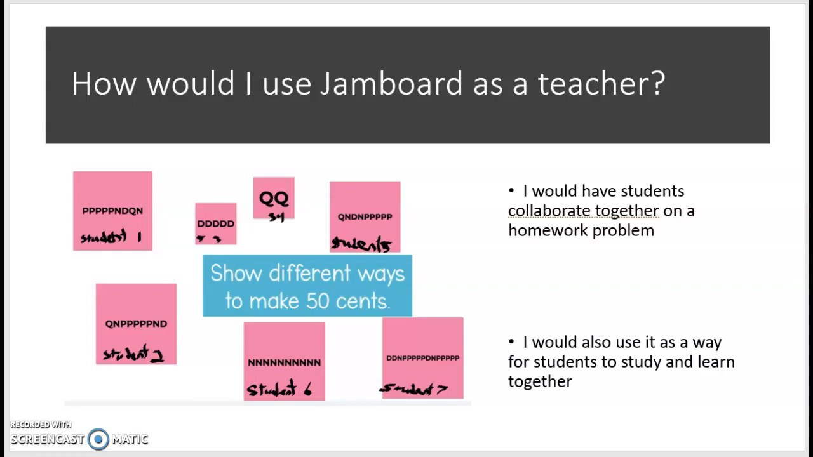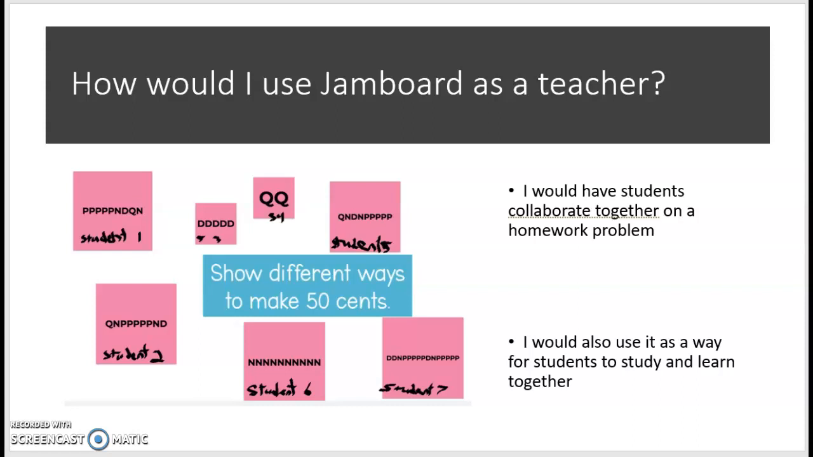How would I use Jamboard as a teacher? I would use Jamboard in the classroom to help my students effectively study for an upcoming exam. For example, let's say I'm a history teacher, and on an upcoming test, I know I will question my kids on the fall of the Roman Republic.